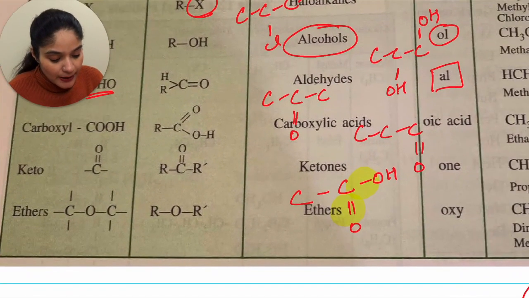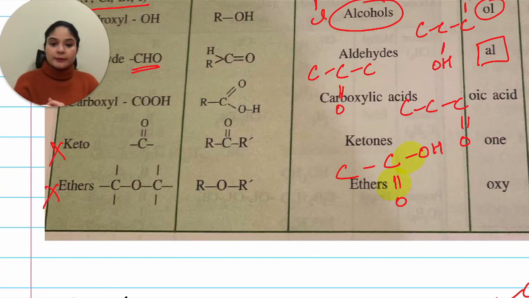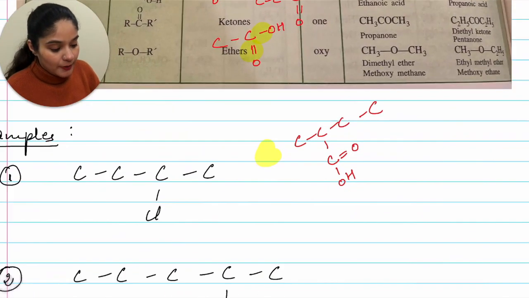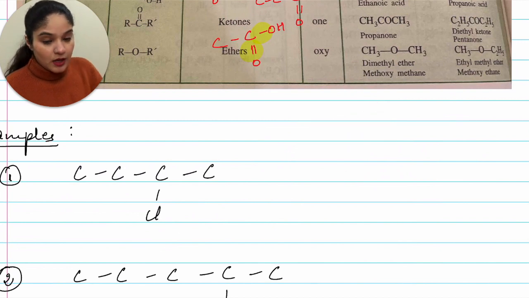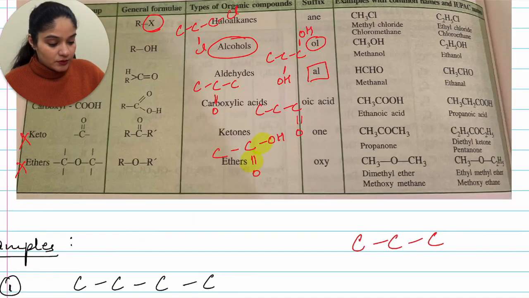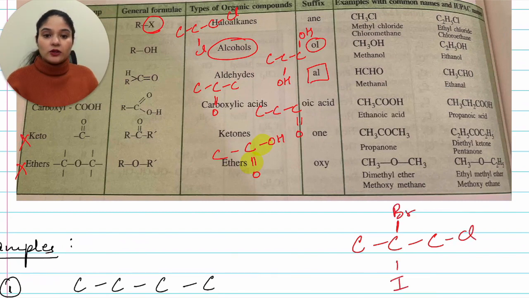Now let's come back. Ketones and ethers are not in the syllabus this year, so we won't be doing that. Now let's take a quick example and a quick recap. I have a carbon chain. If I have a bromine, chlorine, or iodine anywhere on the chain, these are halides.